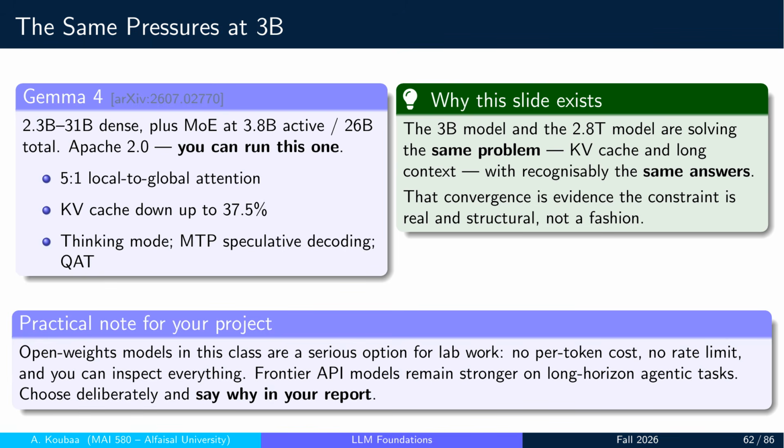Now, the real point of this slide. The 3 billion model and the 2.8 trillion model are solving the same problem. KV cache and long context. And they arrive at recognizably the same answers. What does that convergence tell you?